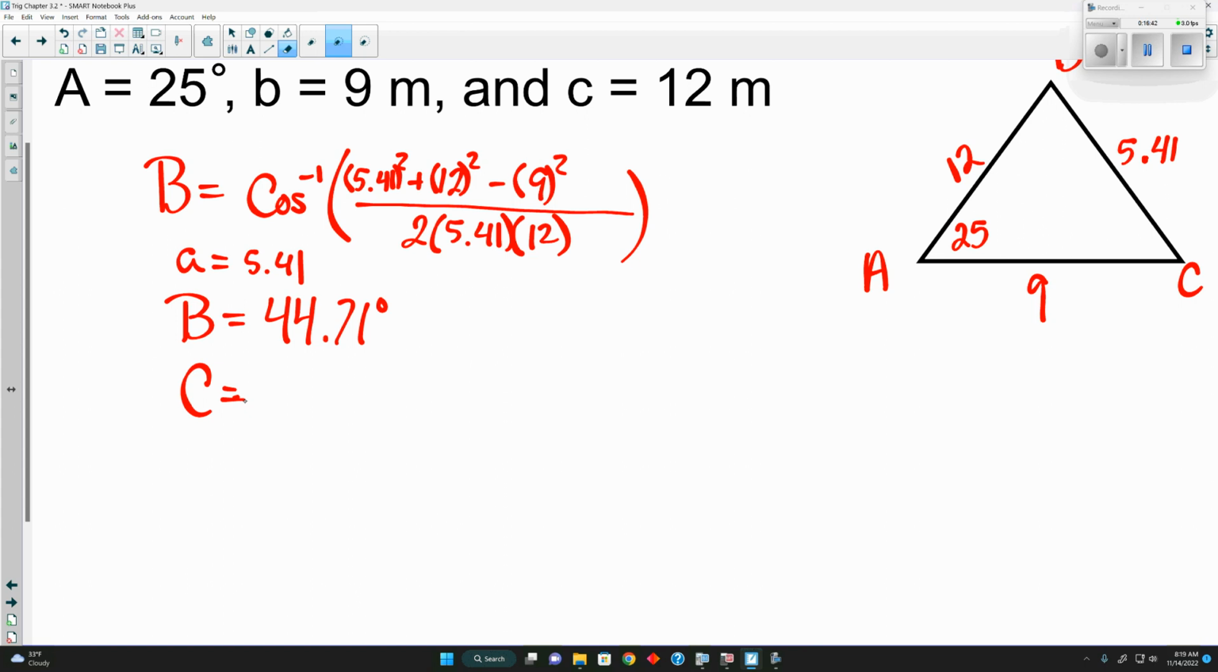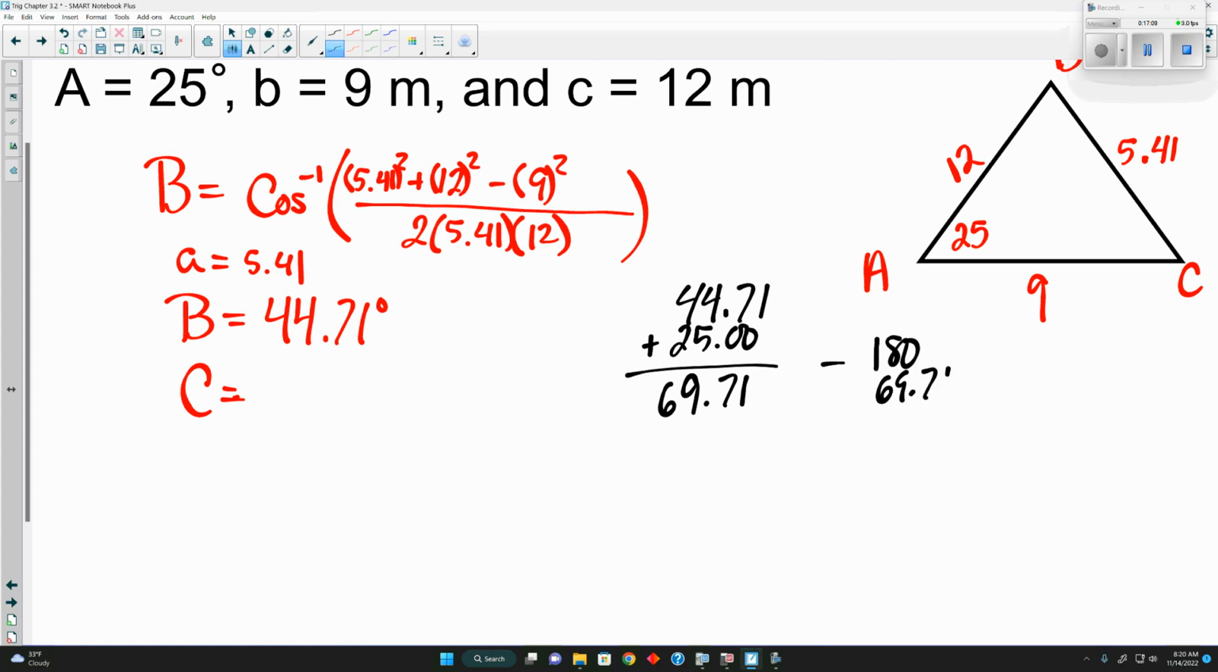Two ways we can do it. One, we can use law of cosines again to find it. Or we know that any three angles in a triangle have to add together to be 180. So we can say 44.71 plus 25, and we can subtract it from 180. I think we get 110.29.